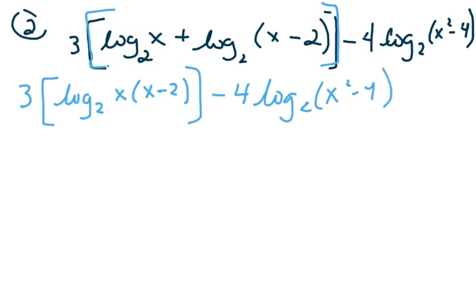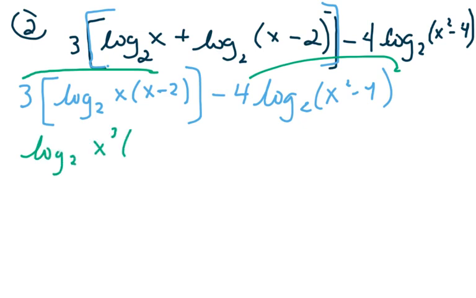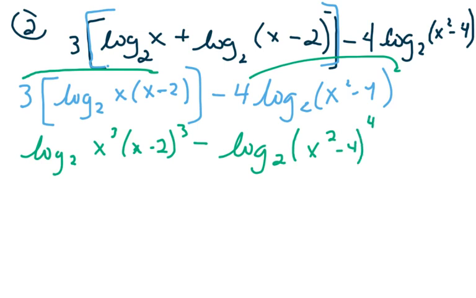All right, I'm going to go ahead and put powers back in now. So my power here, my cube, is actually going to go back around all of this. My 4 is going to go back for that one. So I have log base 2 of x cubed and x minus 2 quantity cubed, minus log base 2 of x squared minus 4, and now that is to the 4th power. All right, we can condense that again.